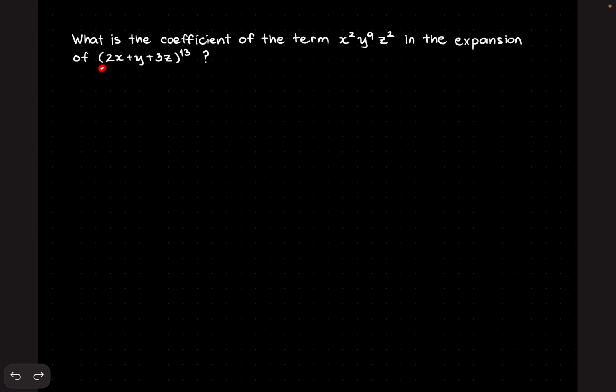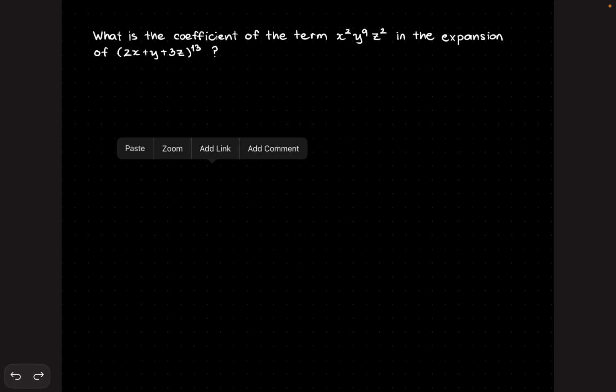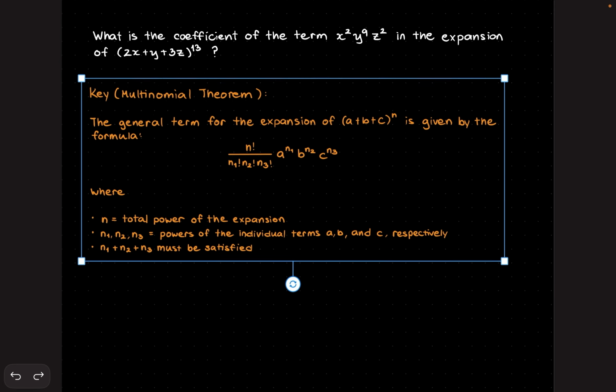Okay, good. So let's begin. To solve this problem, at first it might seem tricky. You might think that you should expand it, but that's not how this works, because fortunately for us, we have what we call the multinomial theorem. So here it is.